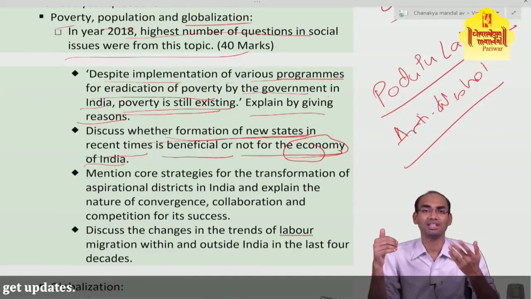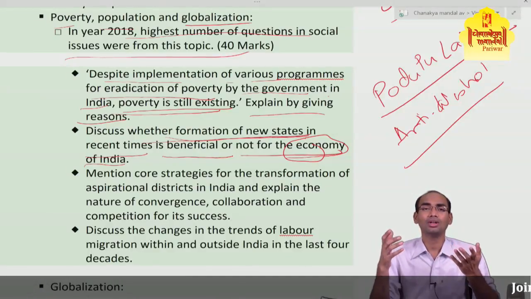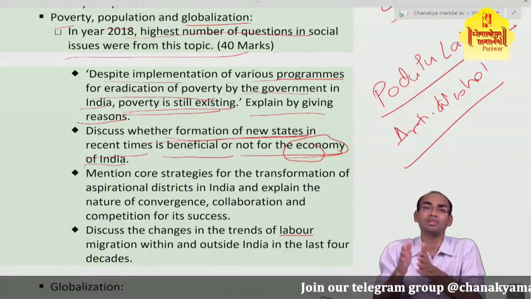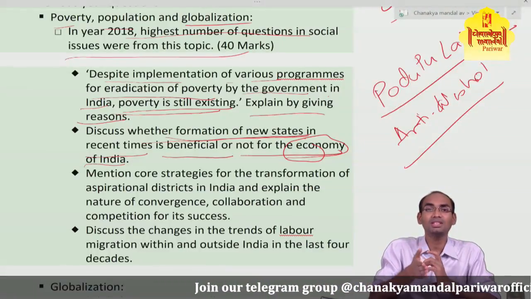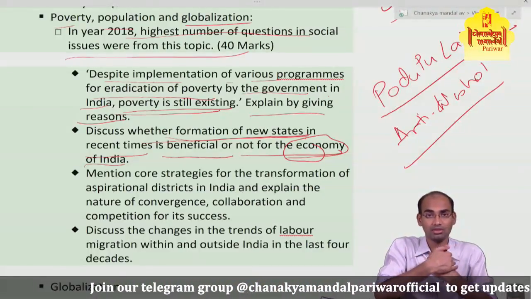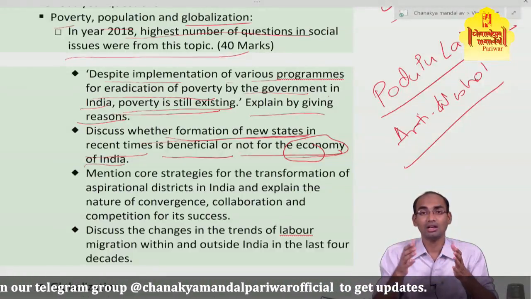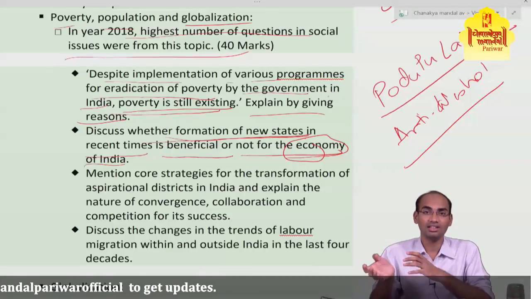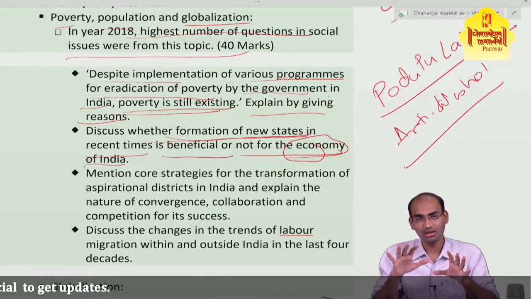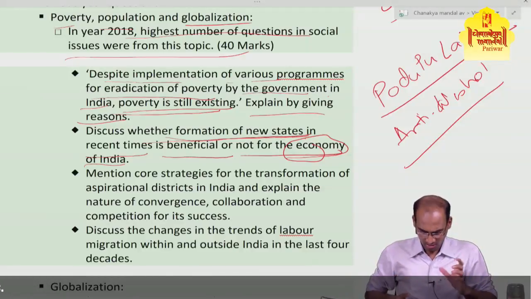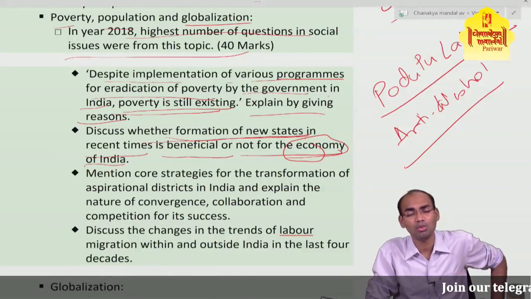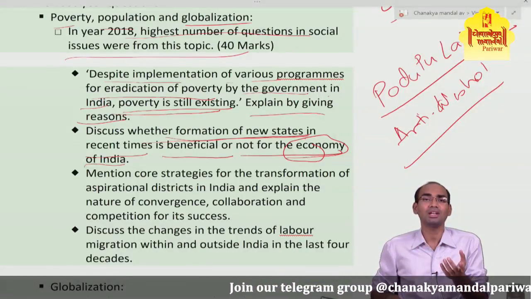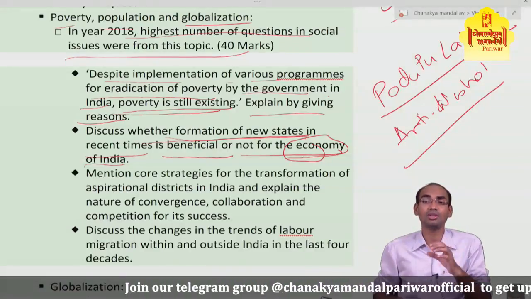Then possible disadvantages. First problem might be that as there is a fragmentation of states, there might be a lack of funds, and because of lack of funds, there might be delays in infrastructural progress and everything. Then what will be the other problems? Territorial disputes, then resource distribution. There might be distribution related problems.